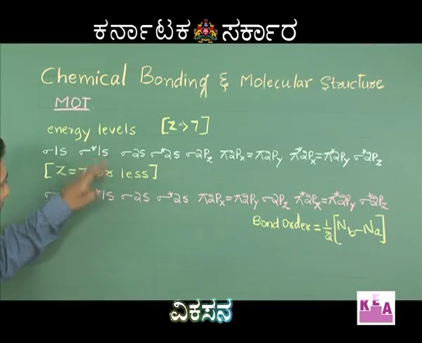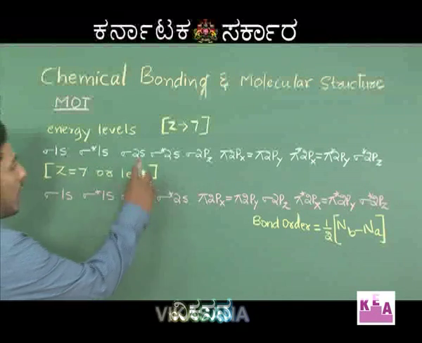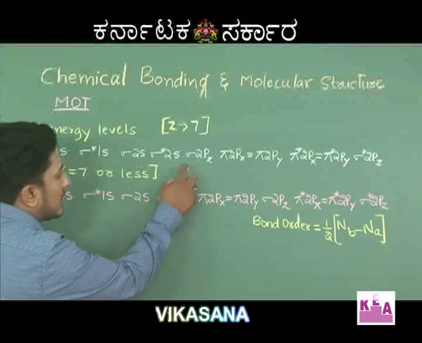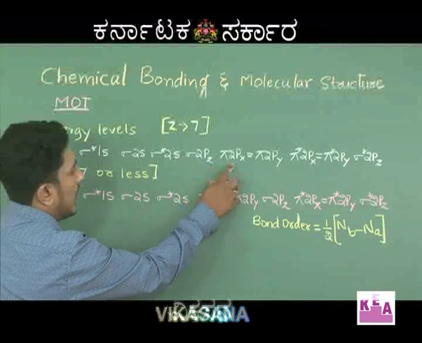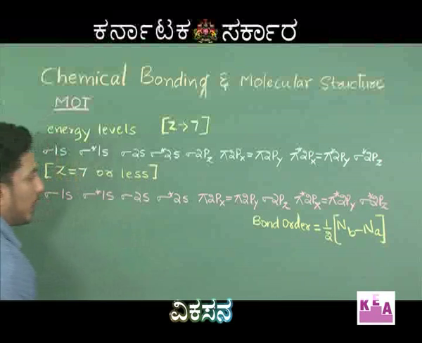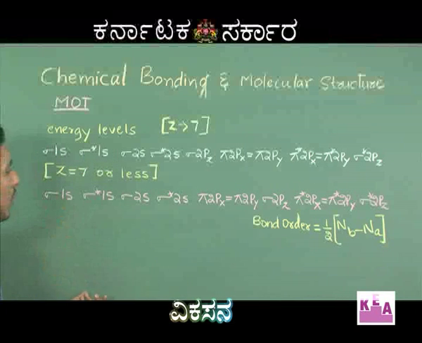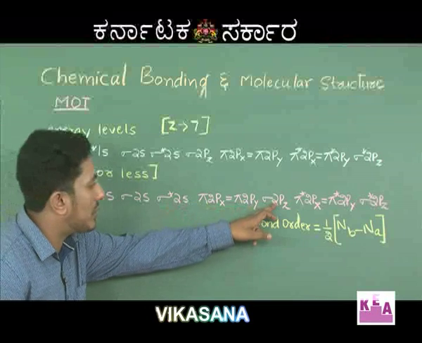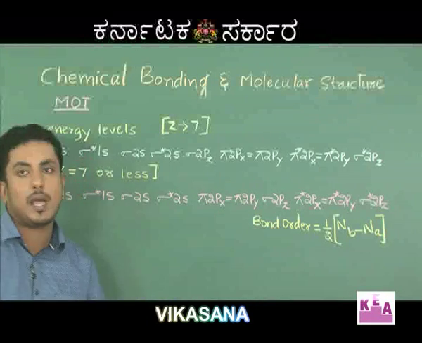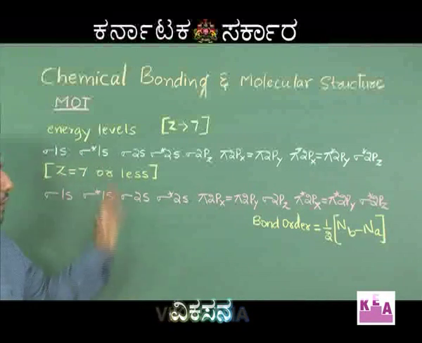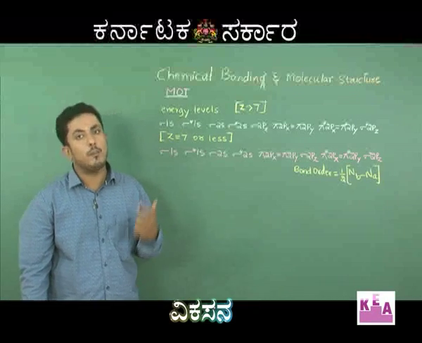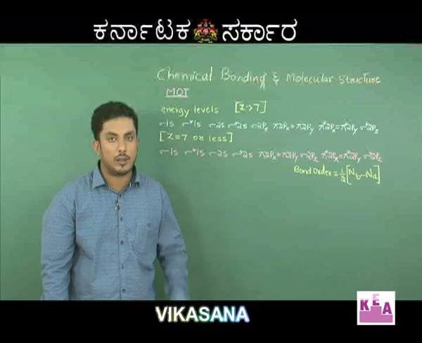The difference between these two energy levels is this: in the oxygen molecule, or molecules in which the atom has atomic number greater than 7, sigma 2pz has lower energy when compared to pi 2px and pi 2py, whereas in the case of nitrogen, boron or carbon molecules, the sigma 2pz energy is greater than pi 2px and pi 2py. From this part, we can expect questions related to bond order, bond stability and bond length.